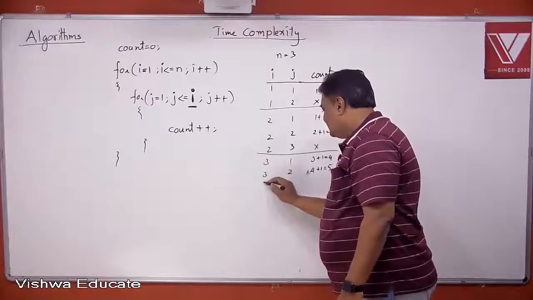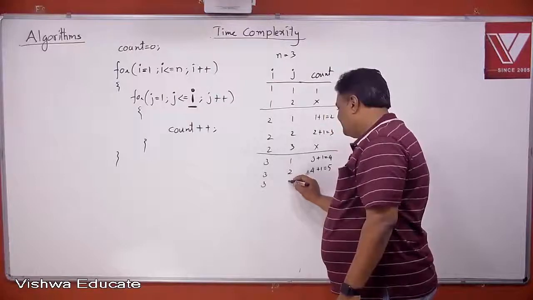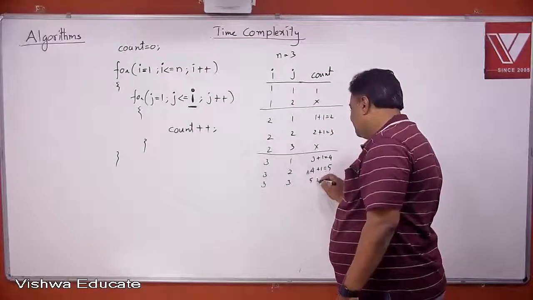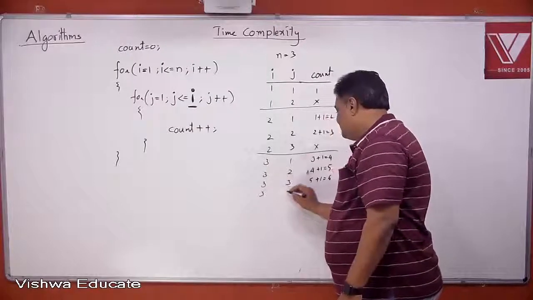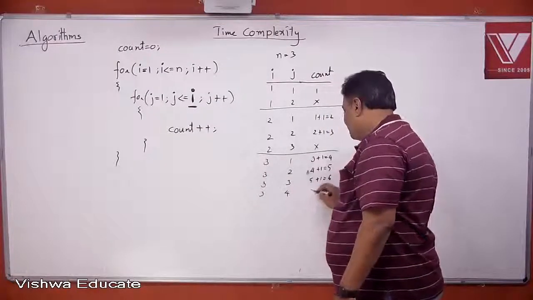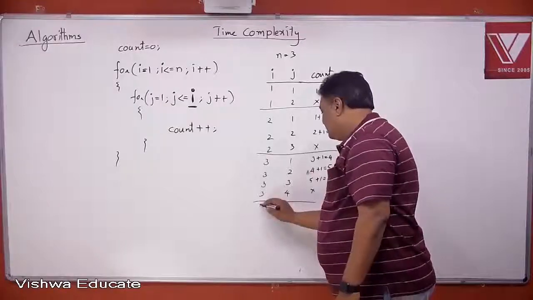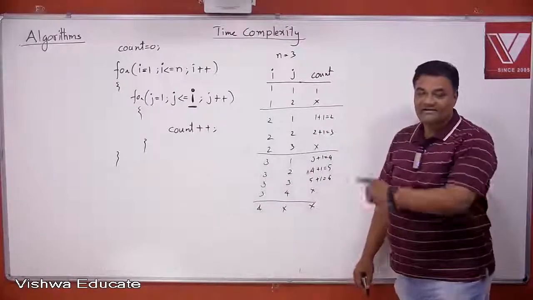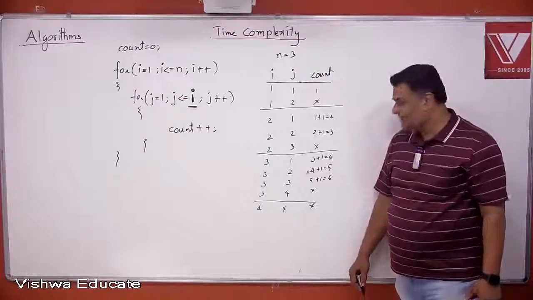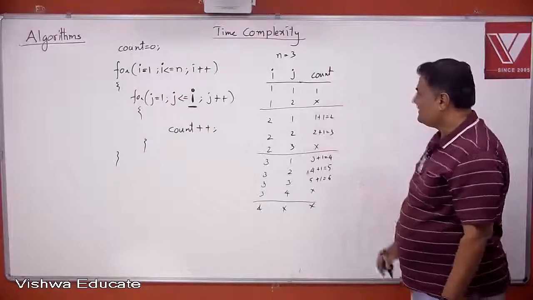Then this is 3. J becomes 3, so this will again execute. 5 plus 1 is 6. Then again j becomes 4, so it will not execute. And i also becomes 4 and it will stop. This is how the i and j values are ticking and count is incrementing every time.